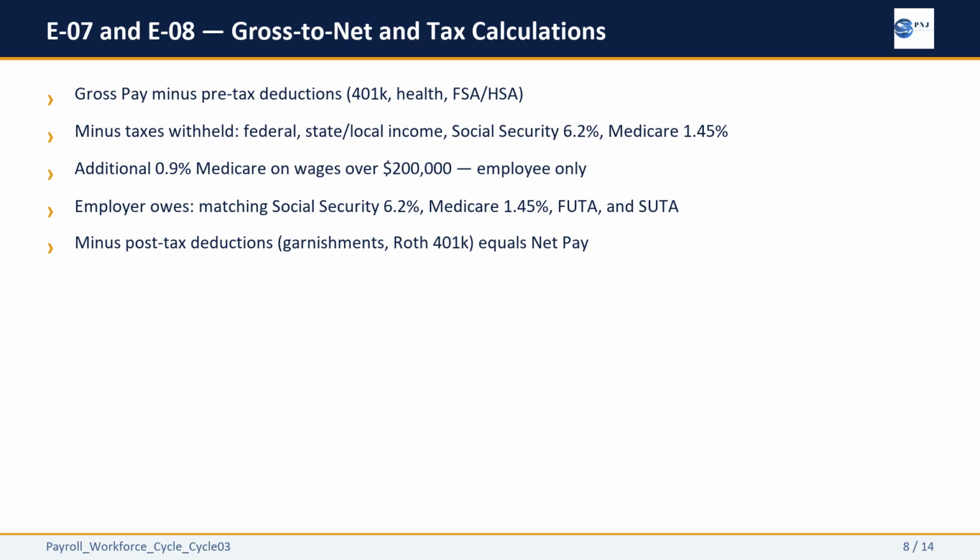Employees earning over $200,000 owe an additional 0.9% Medicare surcharge. Post-tax deductions like garnishments and Roth 401k come off last. What remains is net pay.